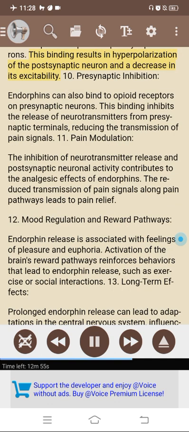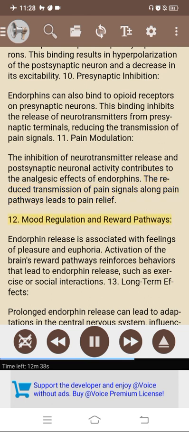The inhibition of neurotransmitter release and postsynaptic neuronal activity contributes to the analgesic effects of endorphins. The reduced transmission of pain signals along pain pathways leads to pain relief.